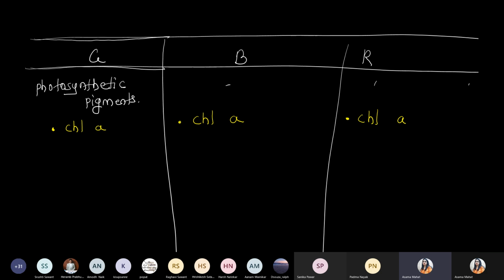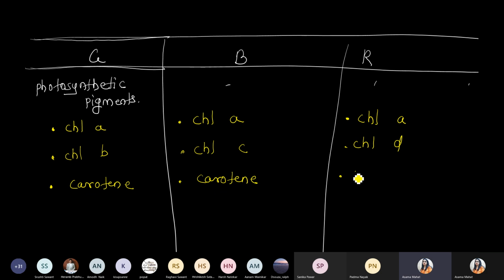So chlorophyll a will be common in all, right? Now the second pigment, that is chlorophyll b, chlorophyll c, and in this scenario chlorophyll d. Very easy to remember, BCD. Go by the ABCD sequence, okay? BCD. Now next, there is a presence of another pigment, the third pigment, that is carotene. Carotene is present, and in the last condition there is a presence of phycobilins.